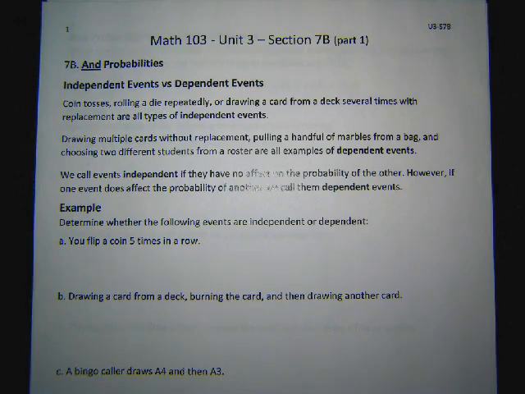We're on section 7B. We actually split 7B into two parts, so that's why this is part one. We only cover 4 sections in this unit, but we decided to take our time and slow down a little bit with 7B. So we're going to keep finding probabilities. That was what we were doing in 7A.